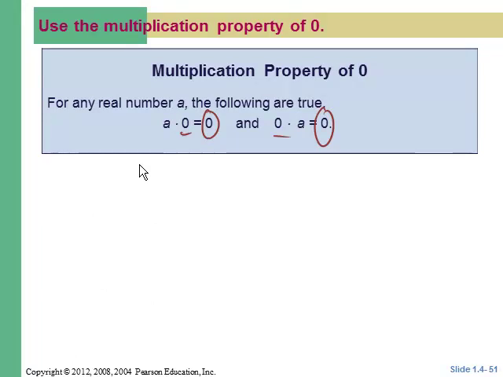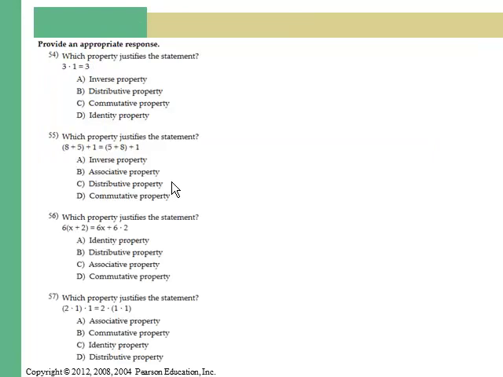Okay. Let's see what we've got here for our assignment, and see if you can solve these questions right here. Okay, which property is illustrated by 3 times 1 equals 3? Well, how do you get 3 as an answer? You only get it because you multiplied by the identity property, and that would be the multiplicative identity.